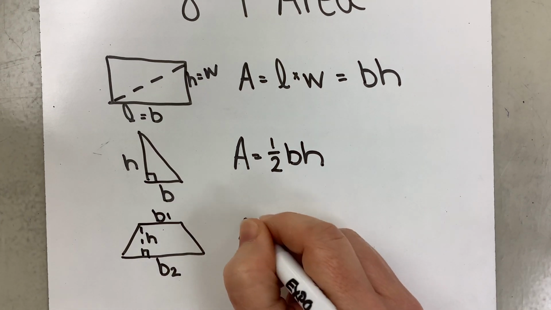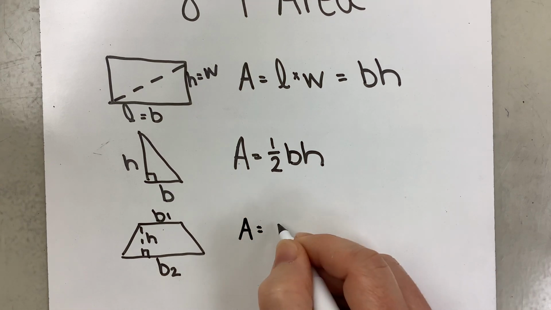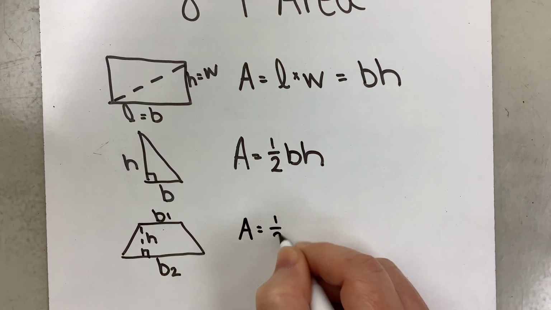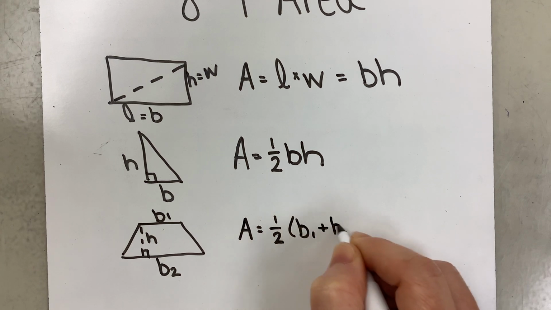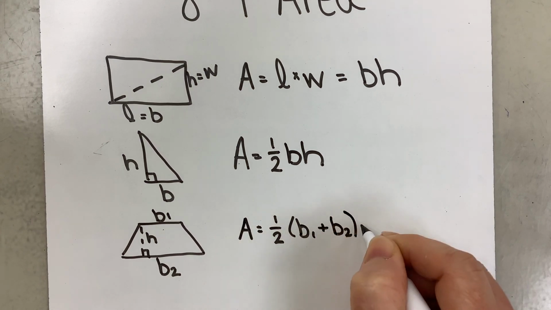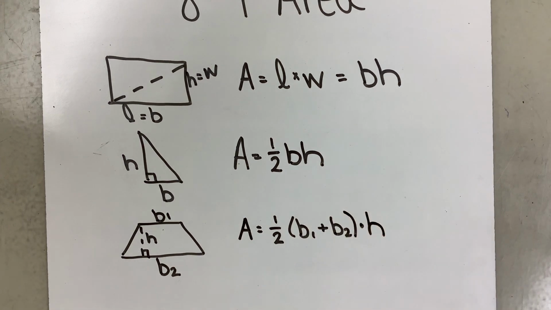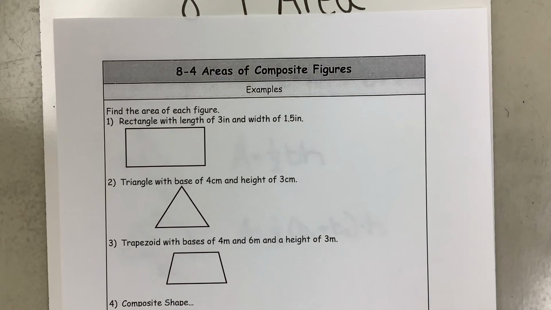The area of a trapezoid equals 1/2 base 1 plus base 2 times the height. Now, yes, there are triangles here, so you could do this as a rectangle and a triangle. It's a little bit easier this way, I believe. So these are the formulas we're going to be using, and we are going to be looking at this sheet.